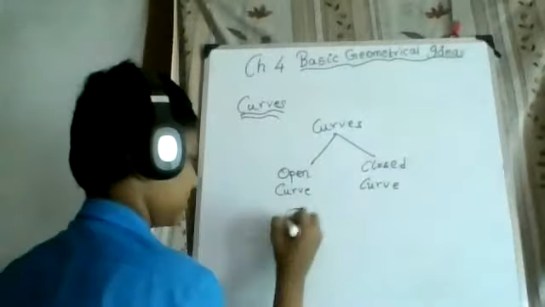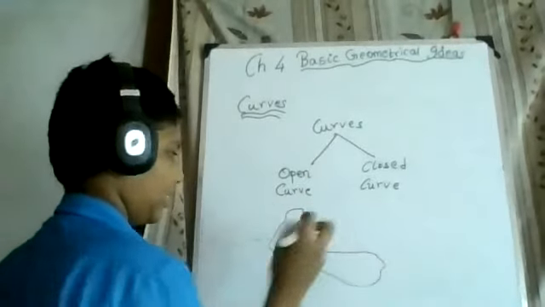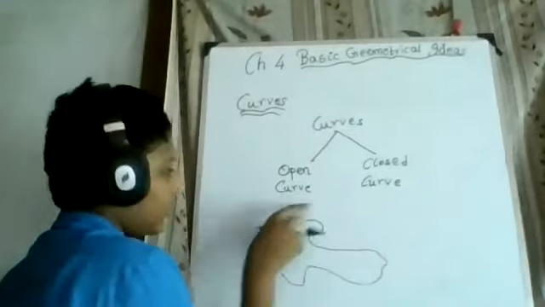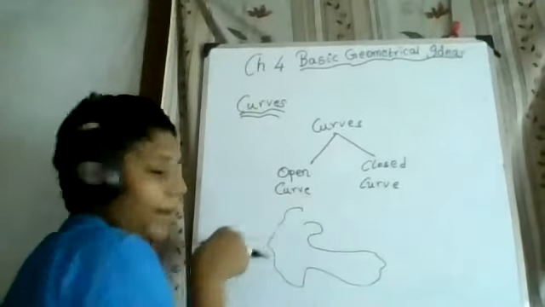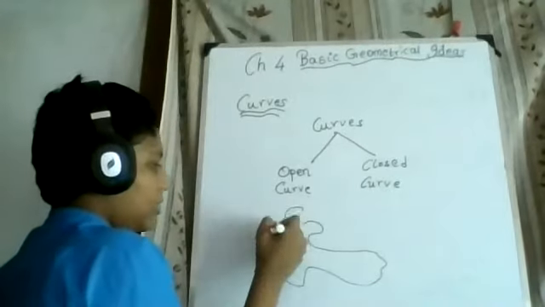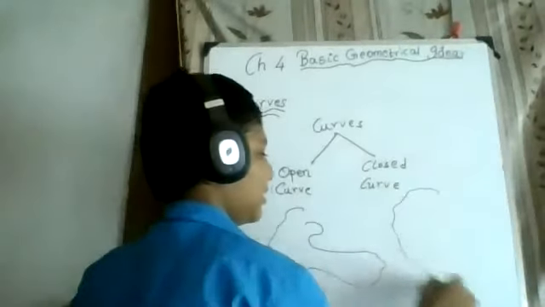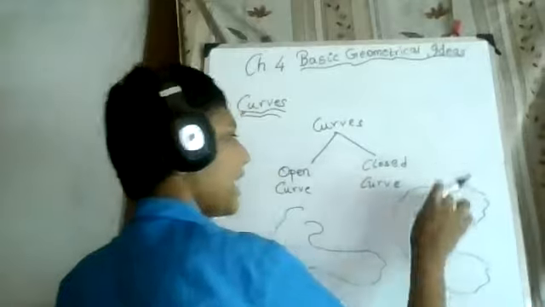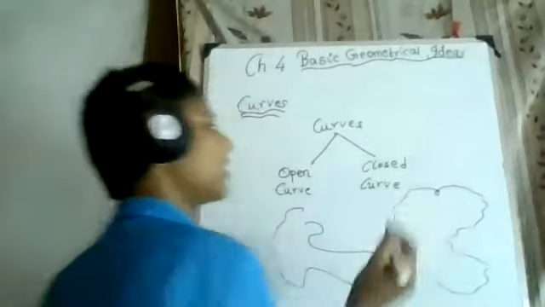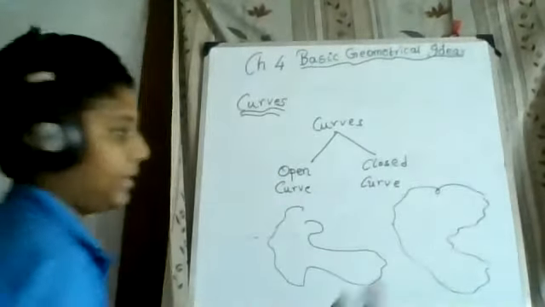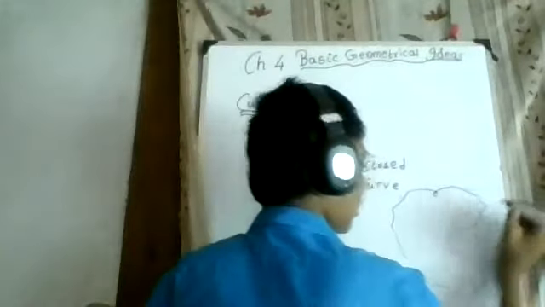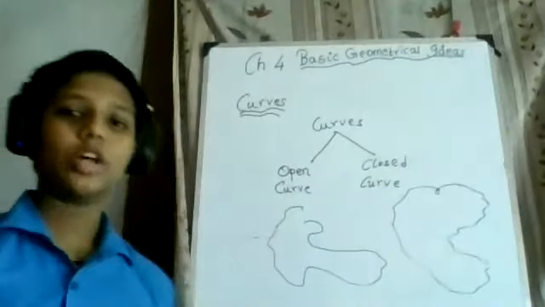Now this is a curve, and it has no common point. See, there is no joining point, so this is an open curve. And see this, it has one joining point, so this is a closed curve.